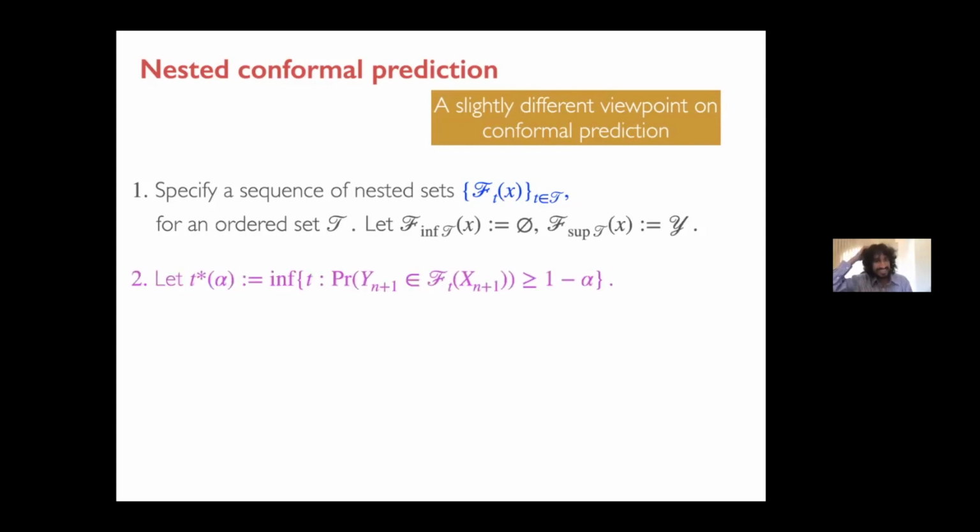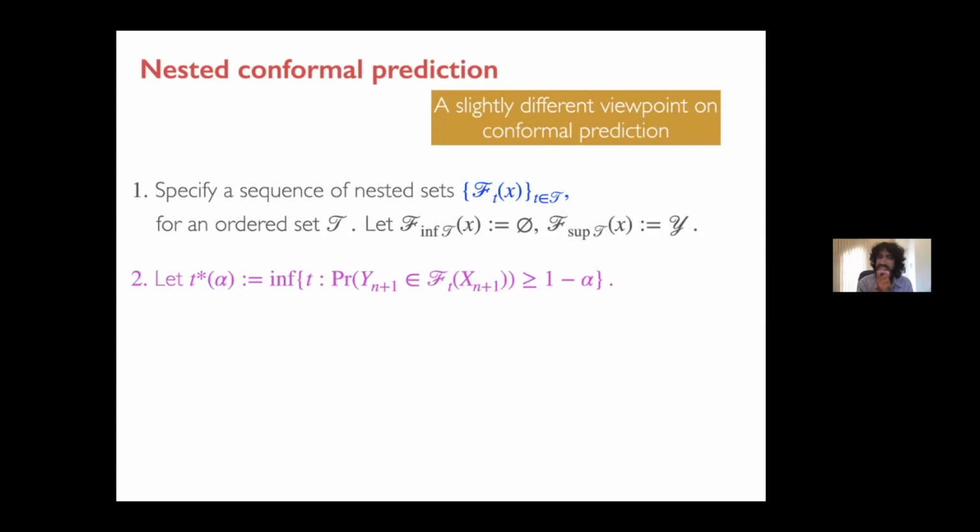Now, the sequence of nested sets I'm going to define using an algorithm to guide me. But if I fix a sequence of nested sets, there is a perfect or oracle t star. I'm going to call it t star of alpha, which is the infimum over t such that I get at least 1 minus alpha coverage. So obviously, if I have the empty set, I get 0 coverage. If I have the full set script Y, I get coverage 1.